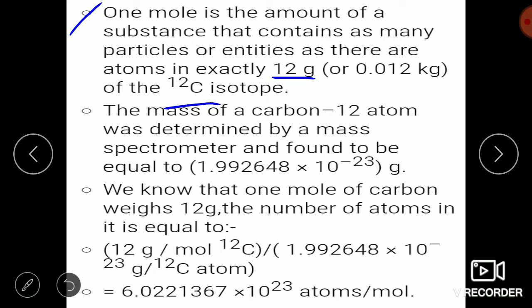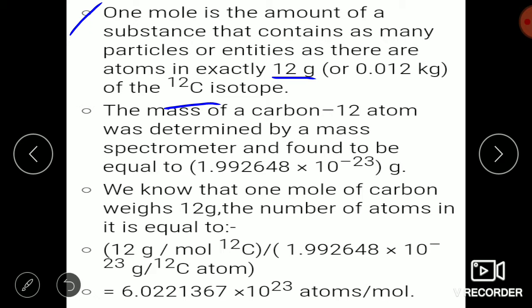Now here you might be thinking, why only carbon-12, why not other atoms? The reason is that carbon is very abundant. Earlier they used to compare with oxygen, but oxygen being reactive, it is difficult to find it in the free state. So carbon is a good option.